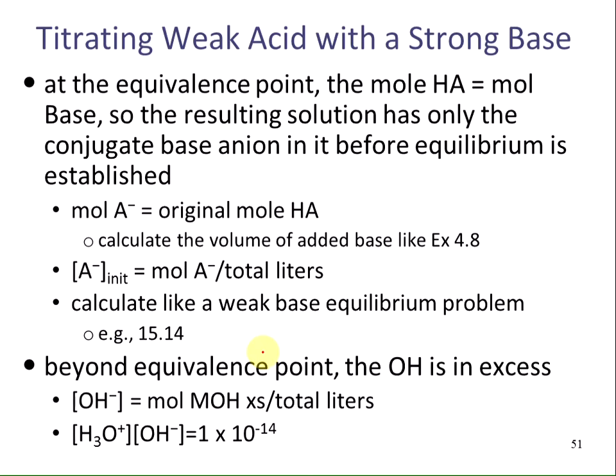Here are some other things that we learned by looking at the titration of a weak acid with a strong base. At the equivalence point, the moles of the weak acid equal the moles of the base, so the resulting solution only has the conjugate base anion in it before the equilibrium is established. So we calculate that pH like a weak base equilibrium problem. So the solution is basic due to the formation of the conjugate base because all of the weak acid has been consumed and all of the strong base has been consumed. And then beyond the equivalence point, the hydroxide ion is in excess, and so we can use the excess hydroxide concentration to determine our pH.